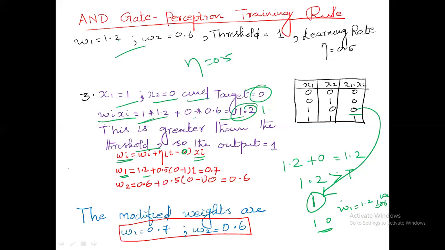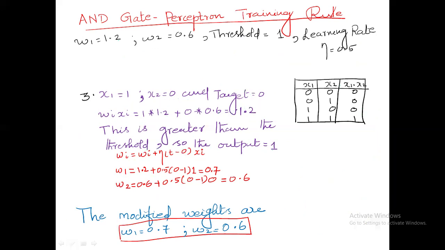And what is the targeted output? Here we know that for the pattern 1 0, the targeted output is 0. The observed output is 1. So 0 minus 1, into Xi. Here X1 alone we are taking, so 1. If you are multiplying, 1.2 plus 0.5 of minus 1 is equal to 1.2 minus 0.5, which is 0.7.